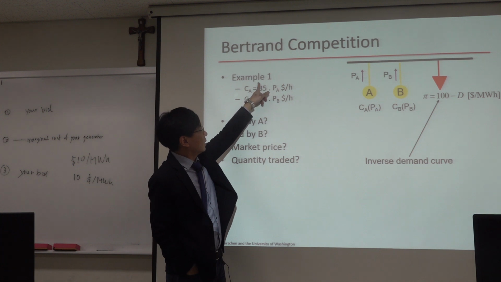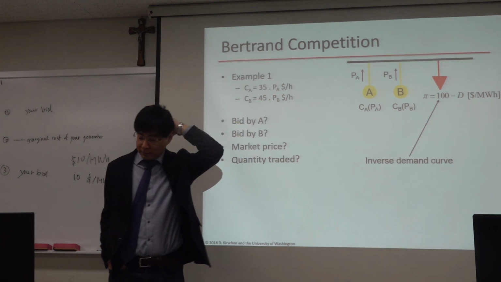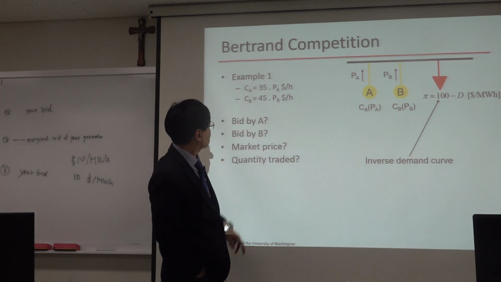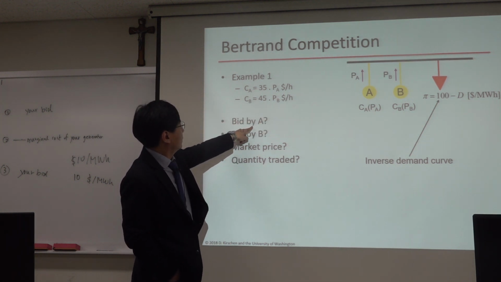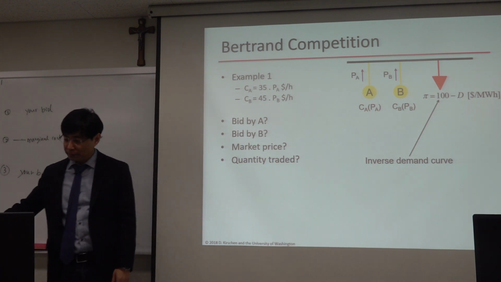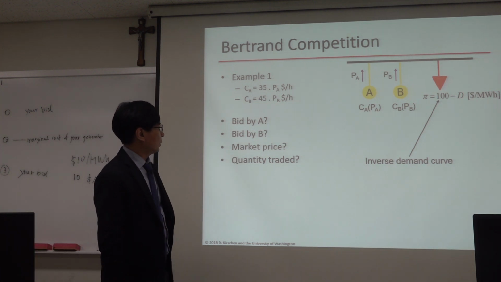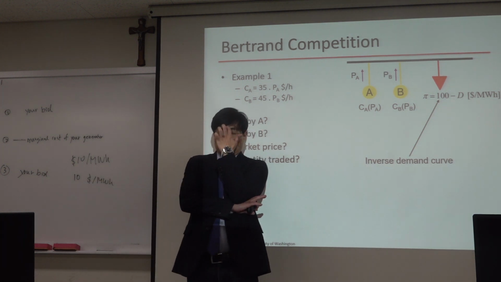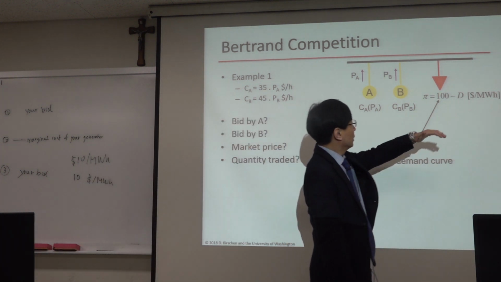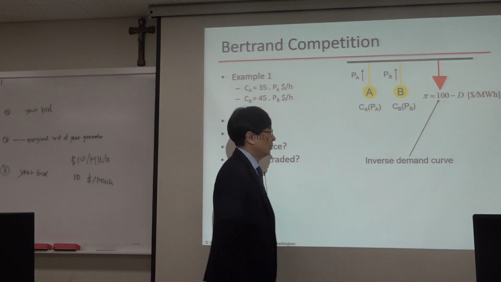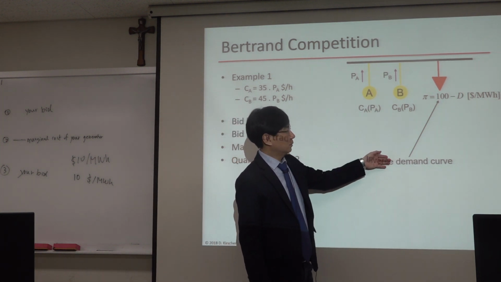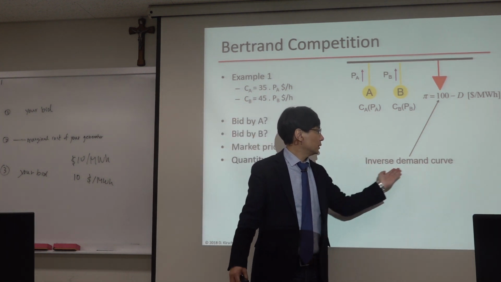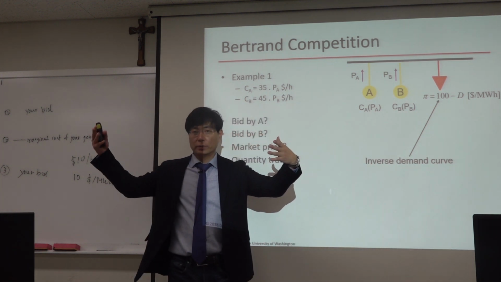So this is the marginal cost, and this is the volume of company A and company B. Then what is the bid by A and what is the bid by B? And what should be the market price and what is the quantity traded? For this simple analysis, we use this simple inverse demand curve. Demand curve means D is a function of price. Inverse demand curve means the price is a function of demand.